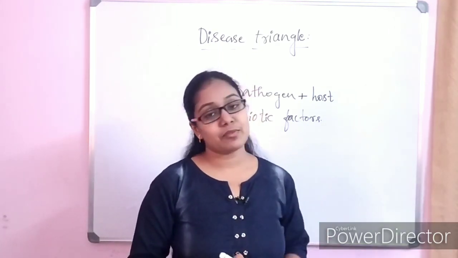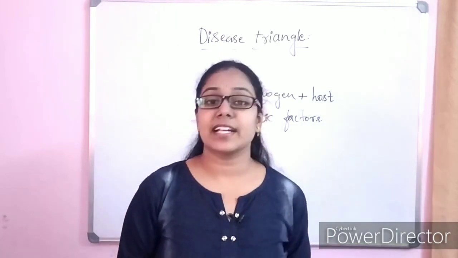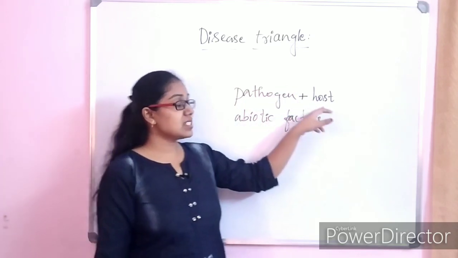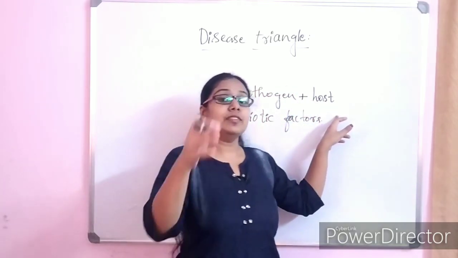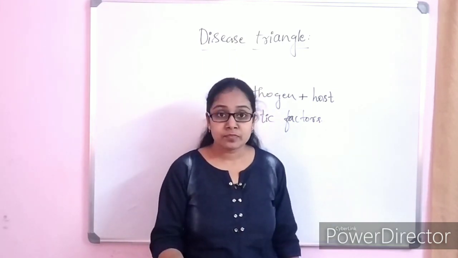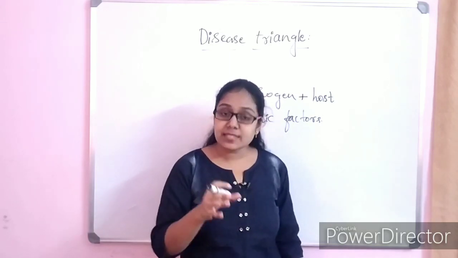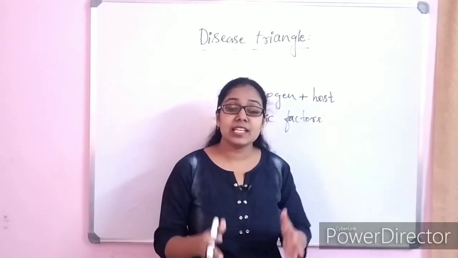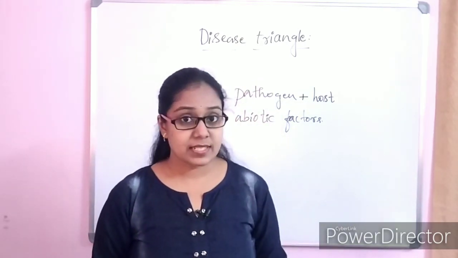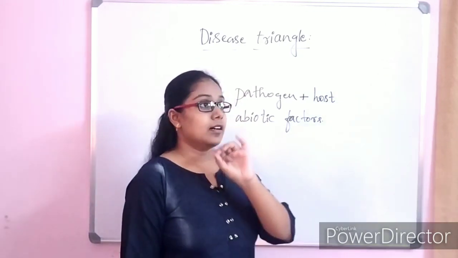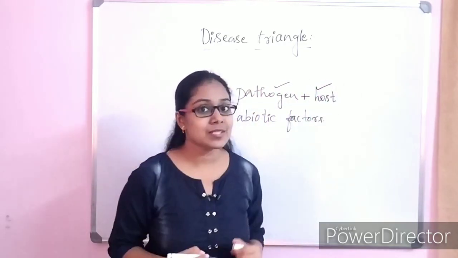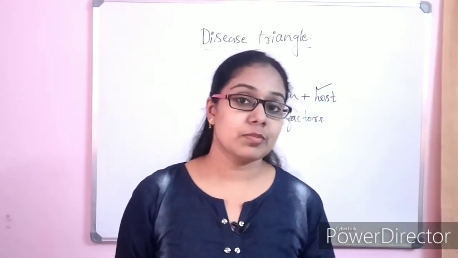Despite their contact and interaction, sometimes the disease condition may not be seen in the host plants. This is because, when the pathogen is in contact with the host plants, if the conditions in the environment, it may be the temperature which is high or low, moist condition, humidity, all these environmental conditions, if they are in the favorable range, then the disease condition is seen in the host plants. If the environmental conditions are not favorable to both the pathogen and the host plants, then the disease condition may not be seen.